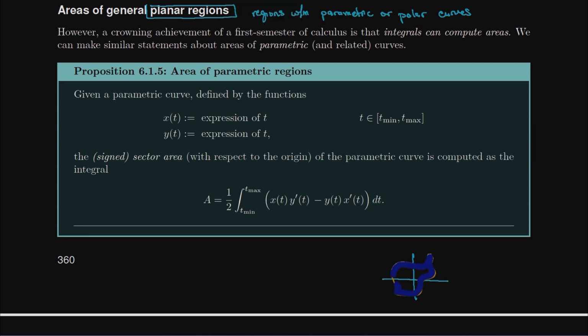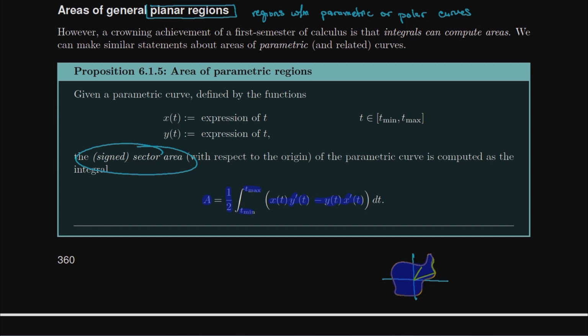This curve does not satisfy the vertical line test or the horizontal line test, so I can't use regular calculus to calculate that area. I'm going to have to use something else. We can do that using the following formula. The total area is going to be 1/2 the integral from t min up to t max of x y prime minus y x prime. This is actually going to always calculate the signed sector area, and I'm going to describe what that is in the shape below. Sector meaning away from the origin.